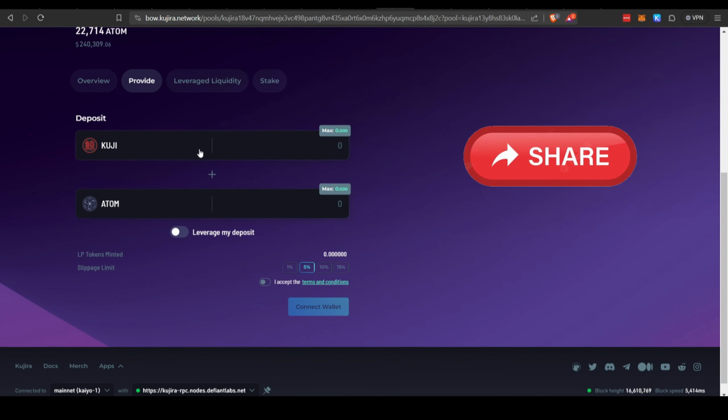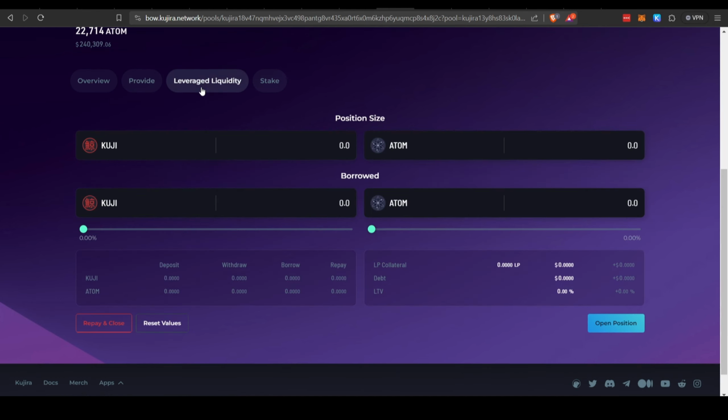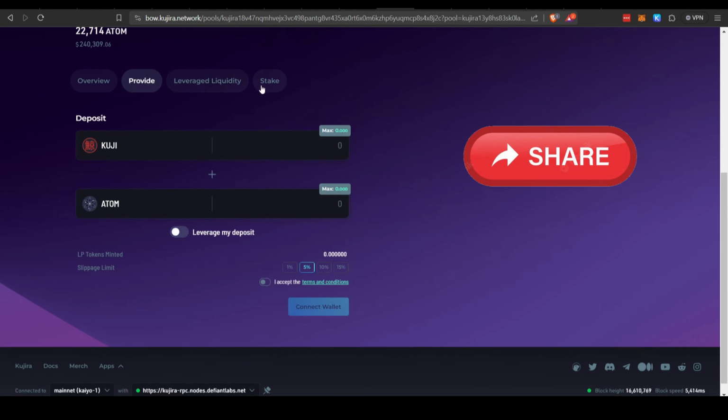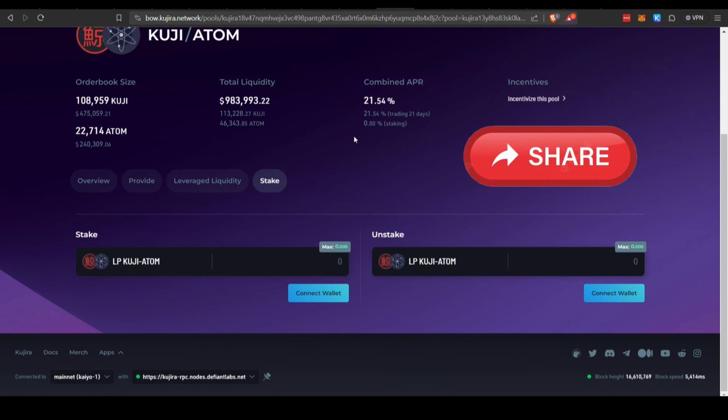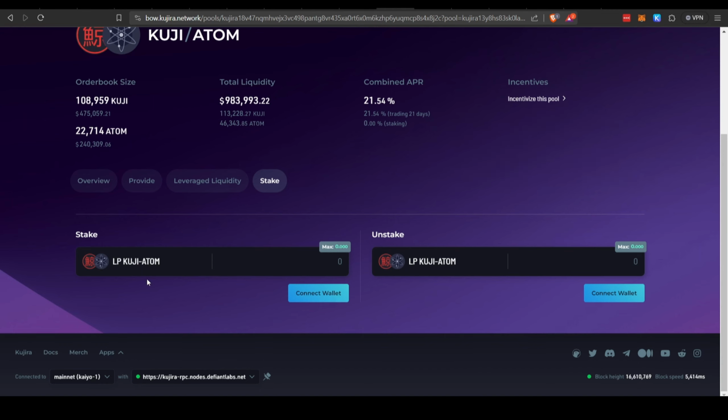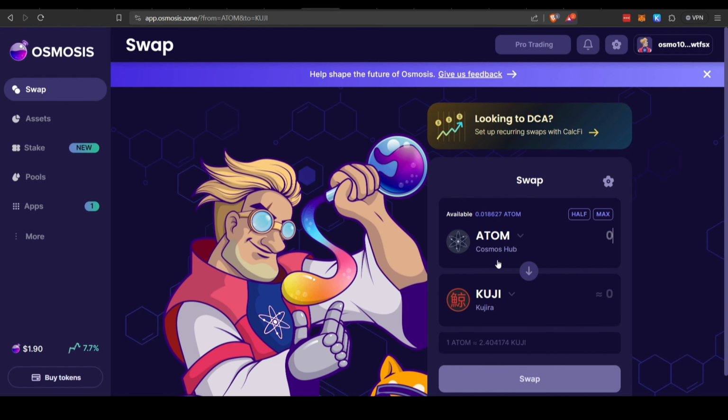I would need the Kujira and Atom token in my wallet. You could do leverage liquidity, so you can borrow against your assets. And once you set up the liquidity within the pool here, you can earn additional, I believe it's 2.3%, by staking it. So once you have the LP set up, so LP Kujira-Atom, connect to your wallet, and you could stake that.